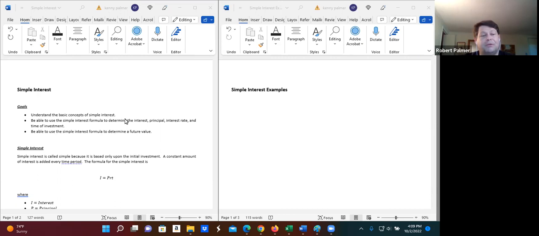So for our goals, we want to understand the basic concept of simple interest, be able to use the simple interest formula, which we'll discuss in a moment, to determine the interest, the principal, interest rate, or time of an investment, and also be able to use the simple interest formula to determine the future value.